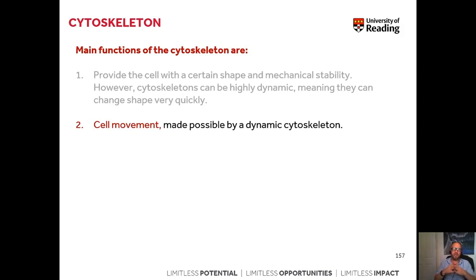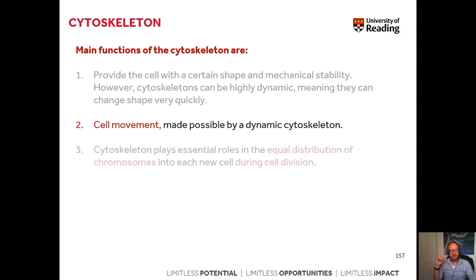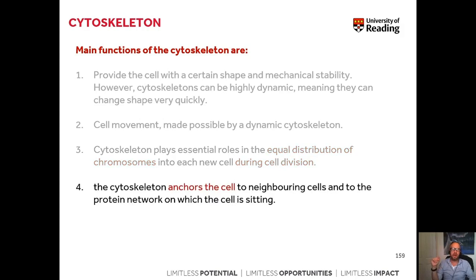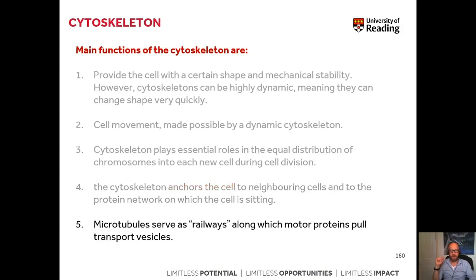And this brings me to the next important function of the cytoskeleton. The cytoskeleton is actually critically involved in cell movement, and this is made possible by a dynamic cytoskeleton, so it can be rearranged fairly quickly. During cell division, the cytoskeleton also contributes to equal distribution of chromosomes into each new cell. So the functions of the cytoskeleton are quite diverse. Moreover, the cytoskeleton also keeps the cells in place because it anchors the cells to neighboring cells and to the protein network on which the cell is sitting. It attaches the cell to the extracellular matrix.